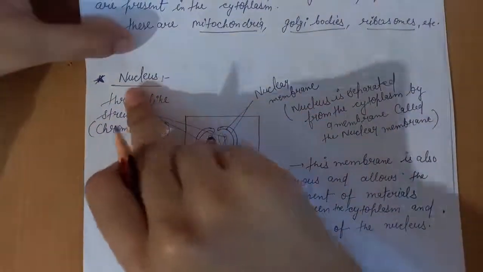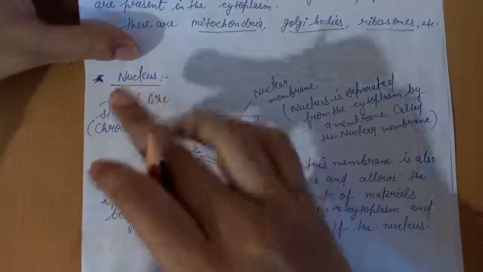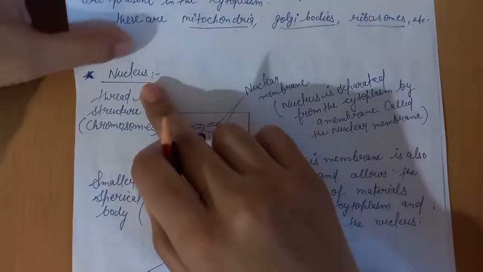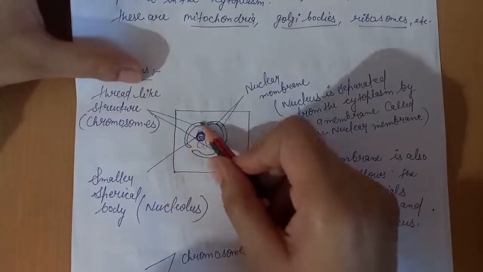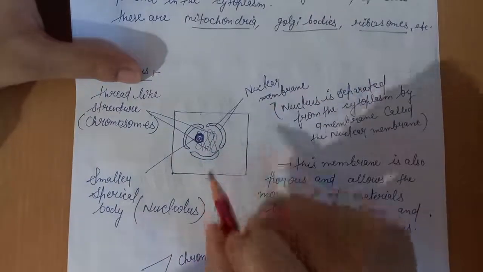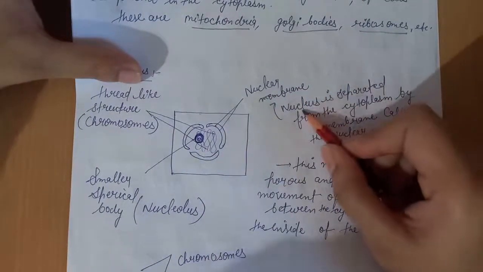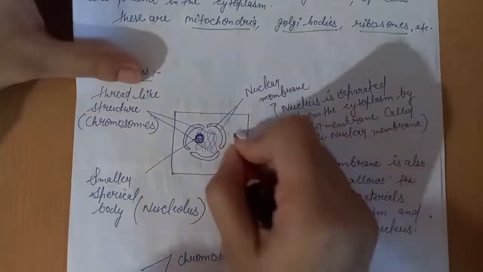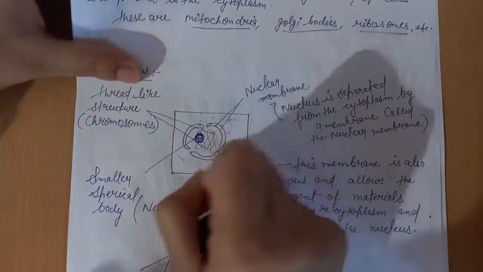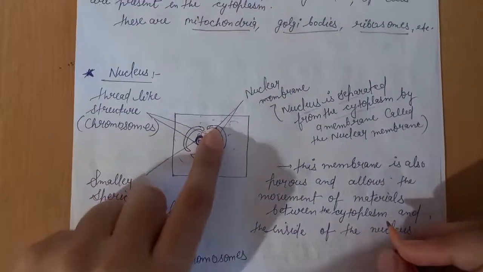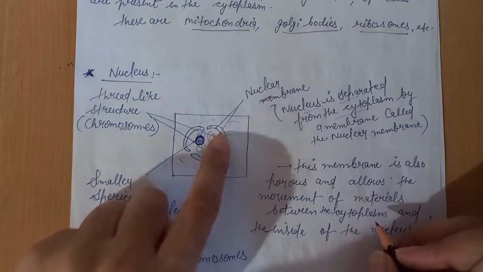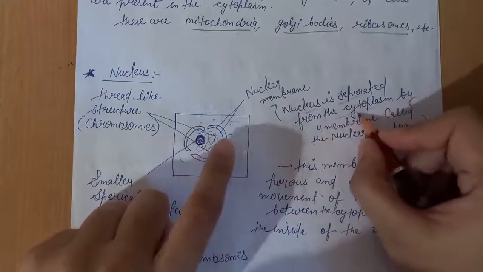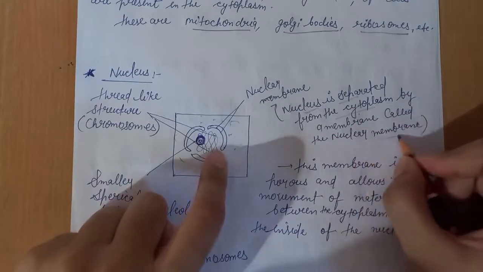Students, you know that the nucleus is present in the cell. So here we will discuss the nucleus properties and nucleus work. And this is the nucleus. The nucleus is covered by a two-layered structure that we call the nuclear membrane. And what is the nuclear membrane? The nucleus is separated from the cytoplasm, and here is the cytoplasm. Because of the nuclear membrane, the nucleus is separated from its surrounding medium, which is the cytoplasm. So the nucleus is separated from the cytoplasm by the membrane called the nuclear membrane.